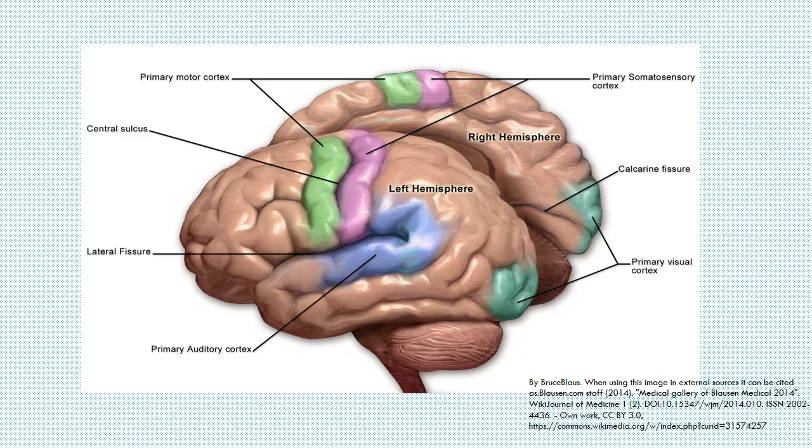Each cerebral hemisphere has a central sulcus which separates the frontal lobe from the parietal lobe. This sulcus is known as the sulcus of Rolando. In this picture, it is seen in between the green and purple areas. In front of the central sulcus is the primary motor cortex, located in the frontal lobe, whereas behind this sulcus is the primary somatosensory area located in the parietal lobe.